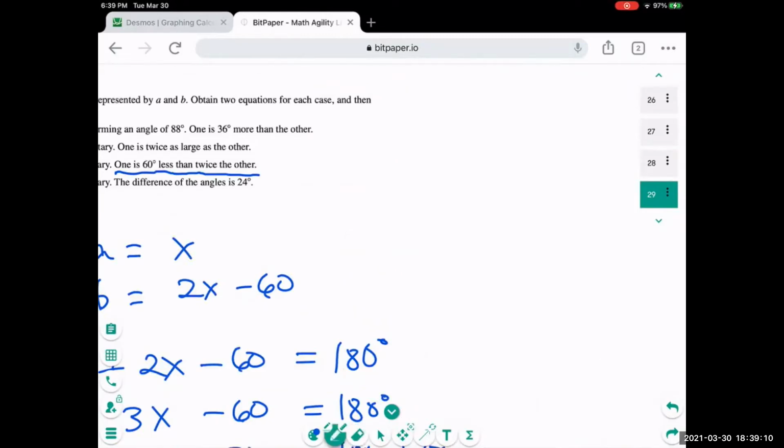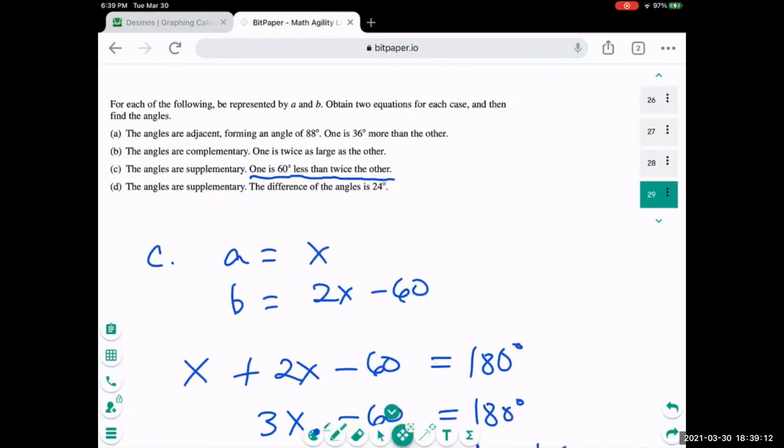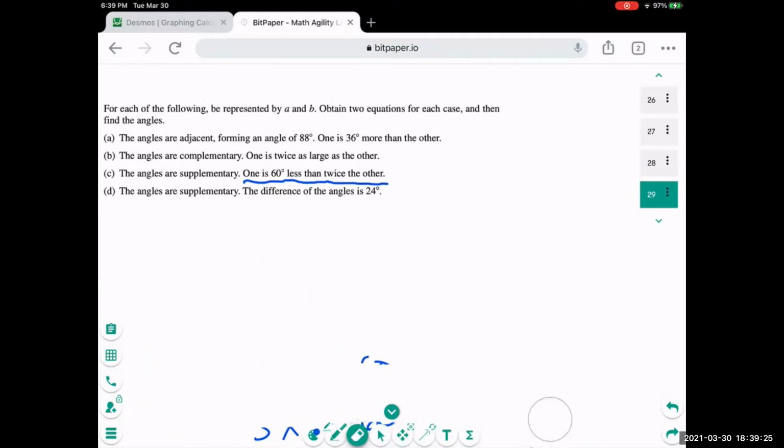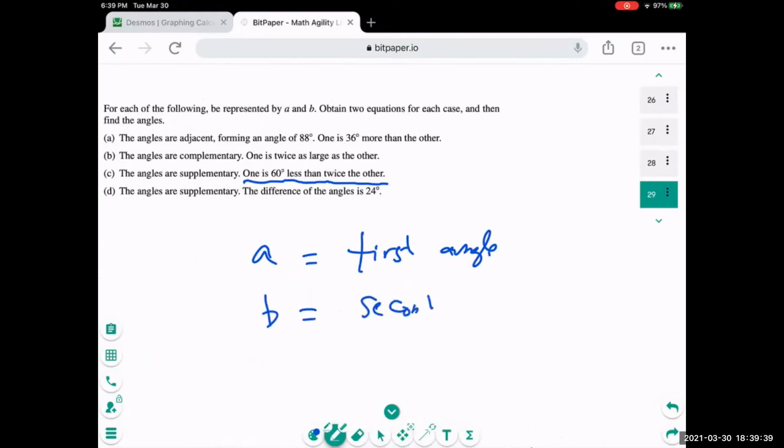Okay. So letter D, the question is, the angles are supplementary. Okay, so meaning supplementary, if we add them together, that's equal to 180 degrees. And the difference of the angle is 24 degrees. So let's try to add. So A would be the first angle. Yung representation natin. B is the second angle. So when we add them together, A plus B is 180 degrees because supplementary.